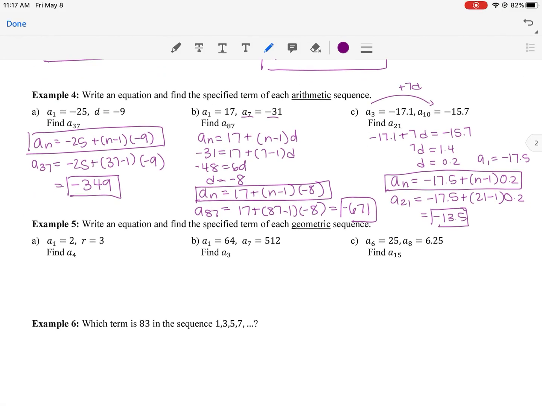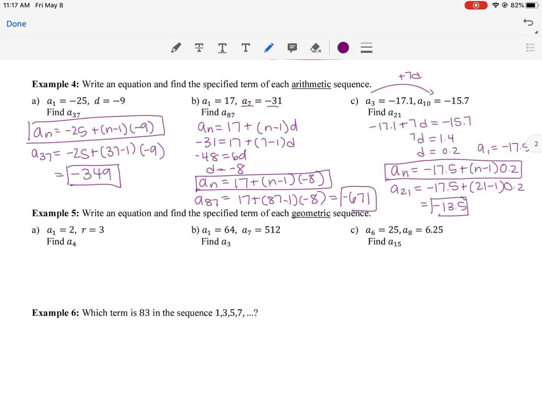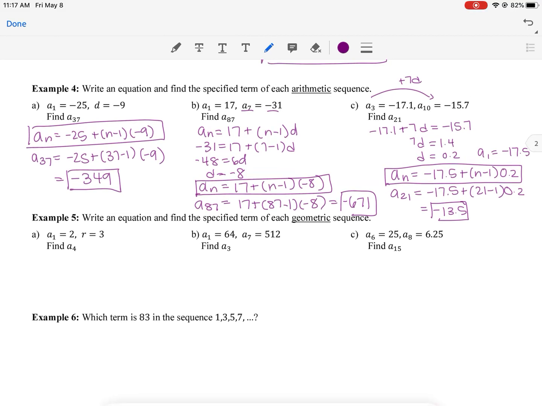Okay, we're going to do this similar idea, but now we're going to do geometric ones. So this first one, write an equation, a sub n equals my first term times my ratio of 3 to the n minus 1. So I'm looking for the fourth term, 2 times 3 to the 4 minus 1 is the same as 2 times 3 to the third, and we get 54.